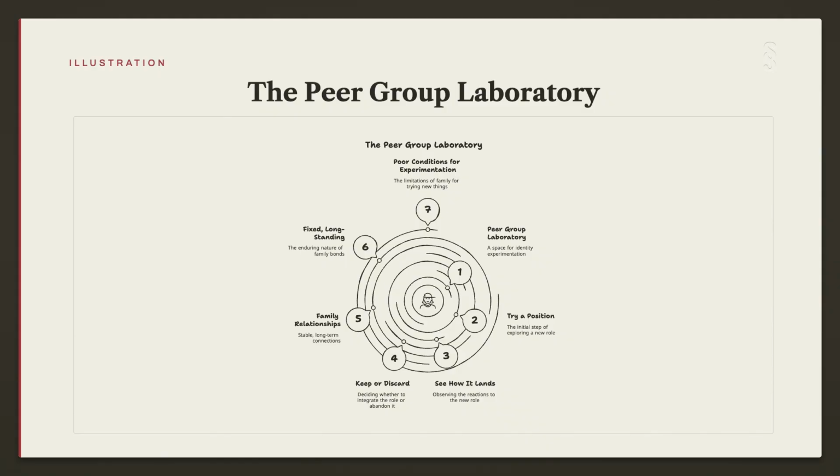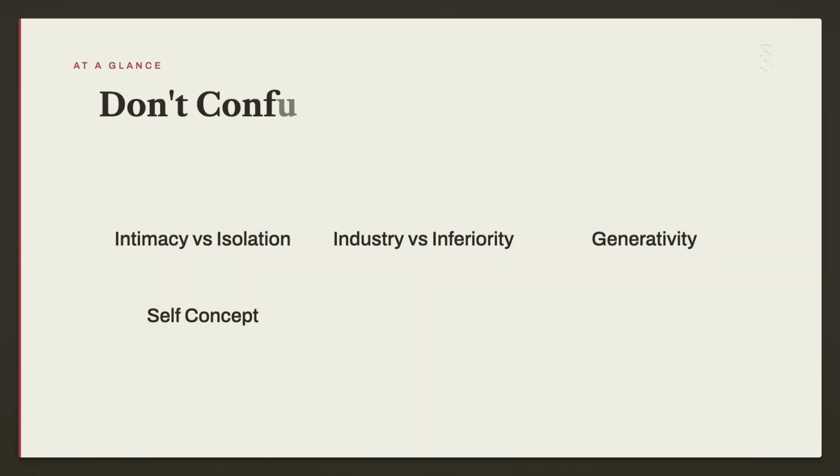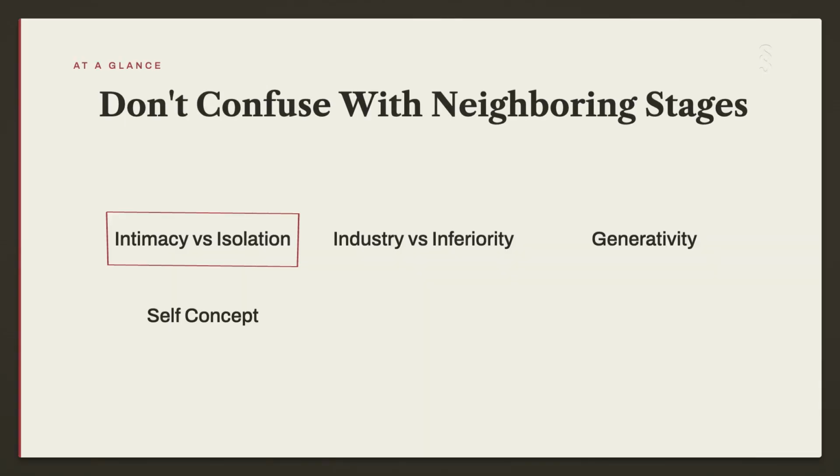Family bonds are fixed and long-standing, but peer relationships are provisional, letting a teen try a position, see how it lands, and keep or discard it. Exam writers test the pull of nearby stages. Intimacy versus isolation belongs to the young adult merging an identity with another person. Industry versus inferiority belongs to the school-age child mastering skills. And generativity belongs to middle adulthood guiding the next generation.